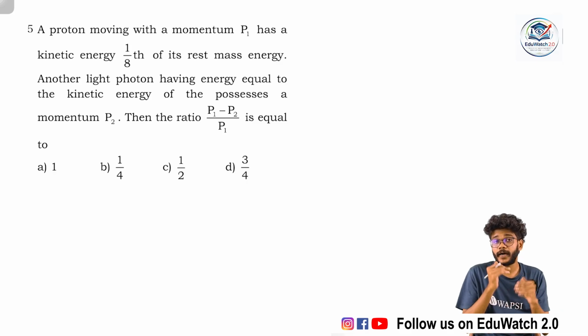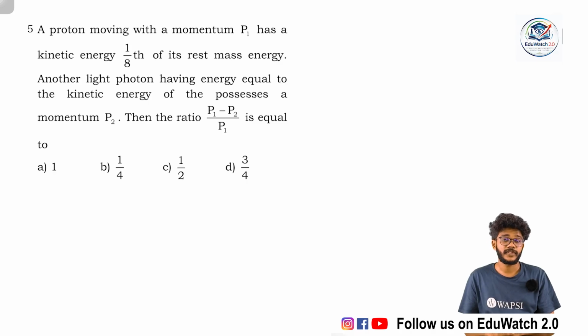Okay, the initial particle is a proton and the second particle is a photon. So we want to incorporate two kinds of equations: first, the energy equation related to a particle, and second, the energy equation related to a photon. The second momentum is p2, which is the momentum related to the photon, and p1 is the momentum related to the proton.